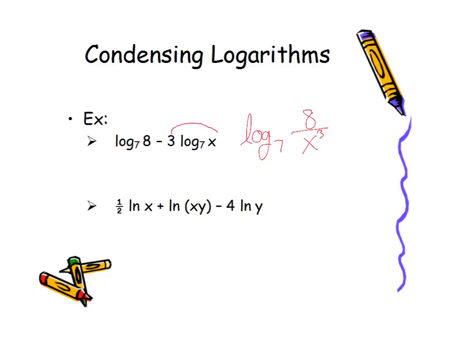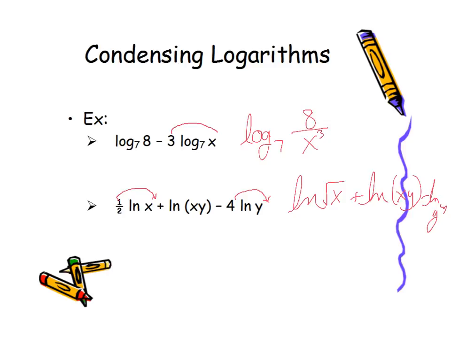The second example has 3 separate terms in there. I'm going to do a couple things here in my head. I'm going to bring this up as a 1/2 right there. I'm going to bring this 4 up as a y to the 4th. So keeping that in mind, when the 1/2 goes up there, that's going to be a square root of x. Natural log. I'm going to have a square root of x plus the natural log of xy minus the natural log of, oops, ran out of room, sorry, y to the 4th.